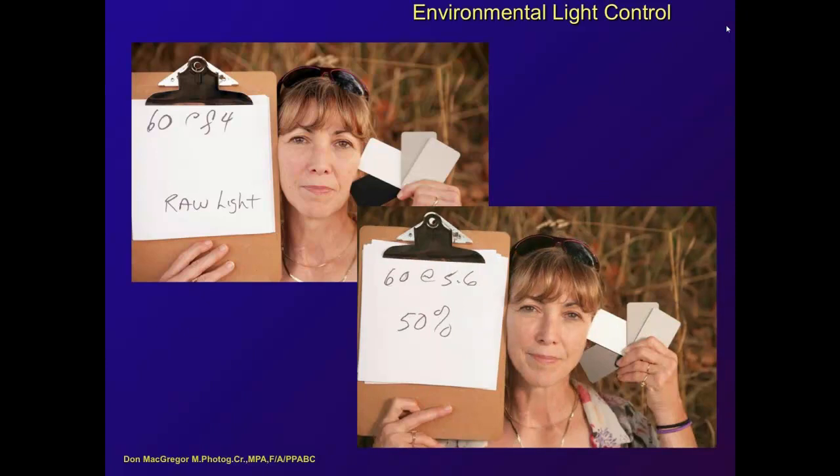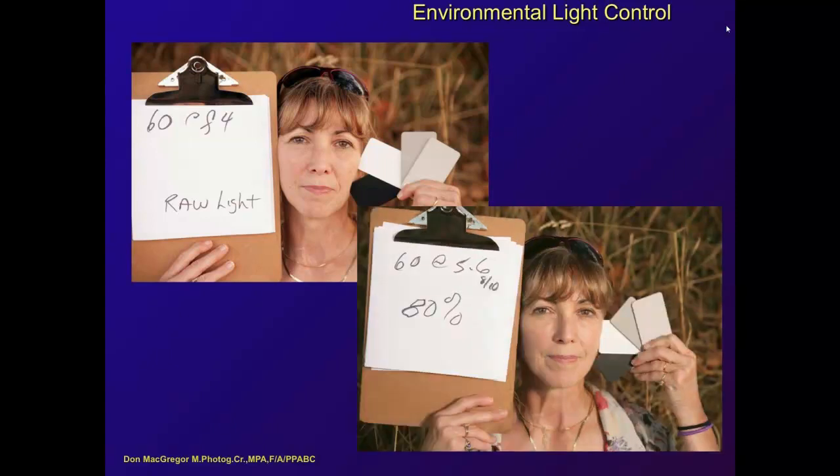Now look what's happening at 50%. We've jumped up a full stop to f5.6. At 50%, look at the nose shadow, look at the chin shadow. You're starting to see flash exposure in this photograph. At 80%, whoa boy, we've got a strong flash exposure in here. Look at the nose shadow, look at the chin shadow. It's much, much stronger, and we're seeing a strong contribution of flash at 80%.